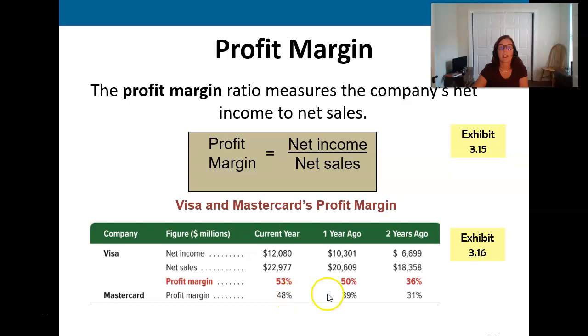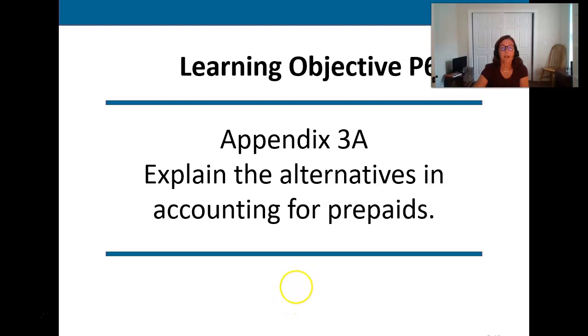And so we see that Visa seems to be doing a better job than MasterCard. And in fact, while both companies have shown an increase over the past couple of years, Visa has done a better job increasing its profit margin than MasterCard did. And I'm going to stop here. I will not clutter your minds any further with alternatives in accounting for prepaid items. And that concludes Chapter 3.